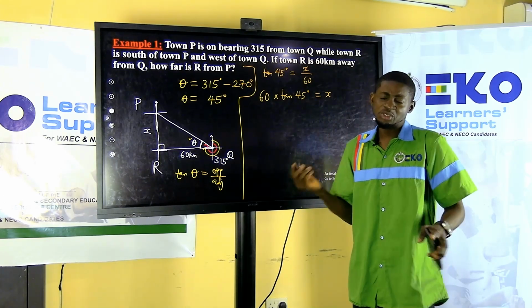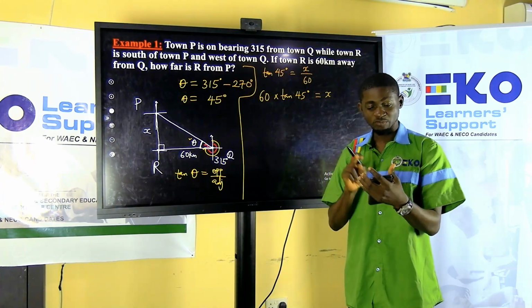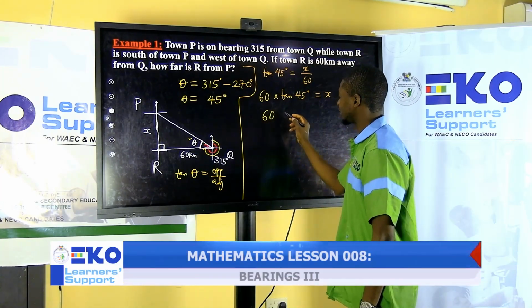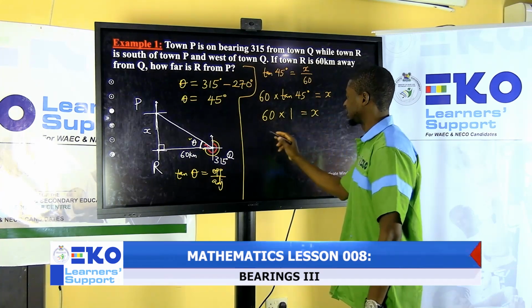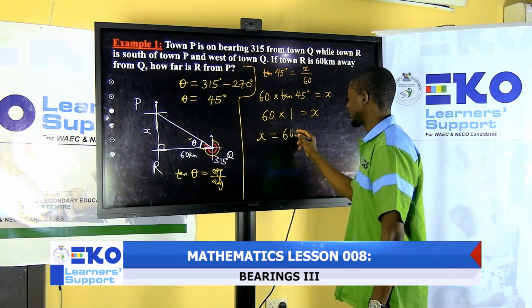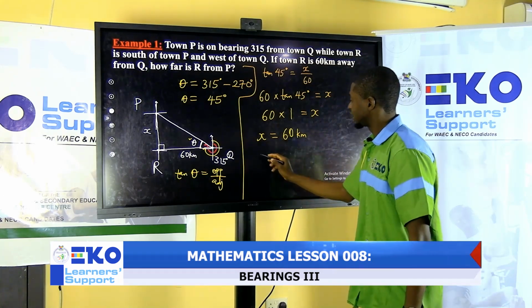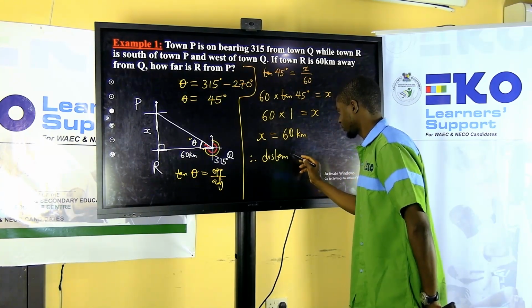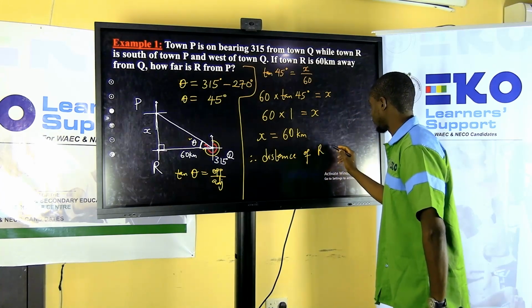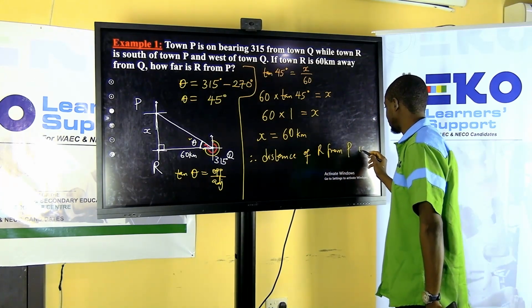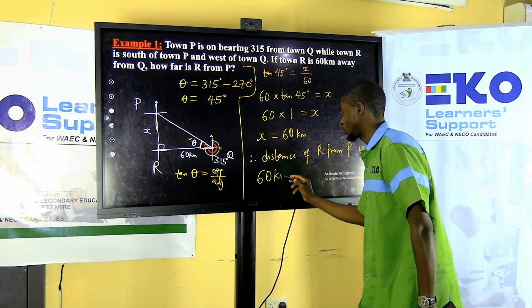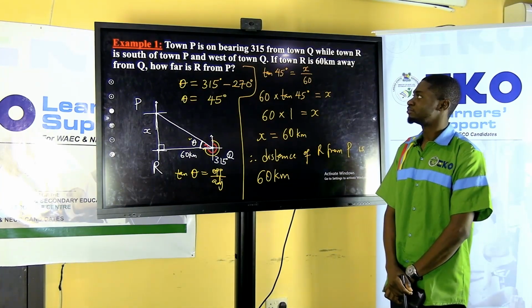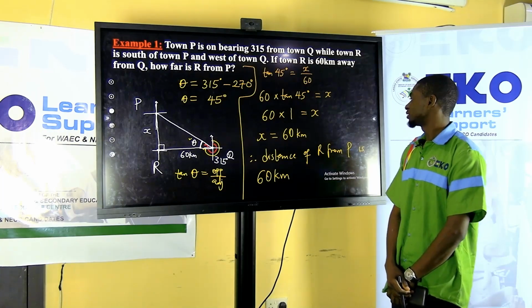60 multiplied by tan 45. You can use a calculator or four-figure table. I have mine here. Just to confirm it, tan 45 gives us 1. Great. So 60 multiplied by 1 equals x. Therefore, x equals 60 kilometers. We then say, hence, the distance of R from P is 60 kilometers. Very good. So now we've been able to do justice to this problem: determining distance under the bearing concept.